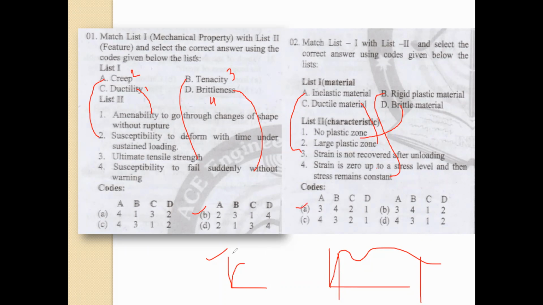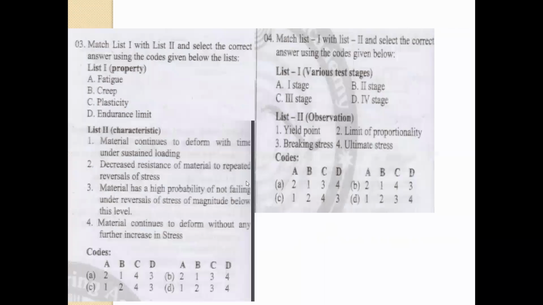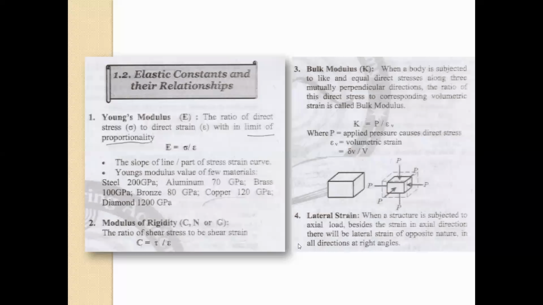Please remember these basic tricks. For ductile material, the plastic zone is maximum, and for brittle material, there is no plastic zone because the material fails suddenly, so the plastic zone does not occur. Likewise, solve the remaining match the pairs; I will provide materials. After that, the next second point: elastic constants and their relationships. Now we will continue with this point.